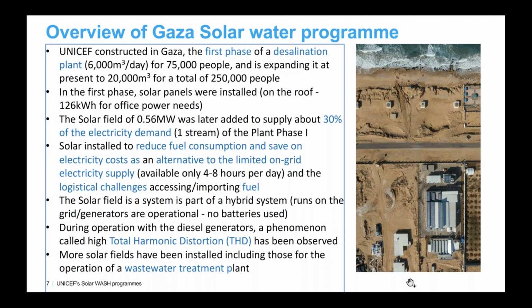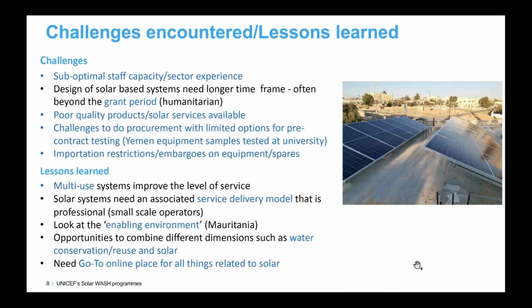The next slide is just to explain a little bit and very quickly the challenges that we have and the lessons learned. In terms of challenges, as I said, it's very difficult to really do the right things if we don't have enough capacity in our own staff or in the sector in which we operate. And sometimes the markets are having low quality products or low quality solar service products. So we have a lot of challenges in procurement. And of course, as I said, the embargoes, the restrictions, etc.